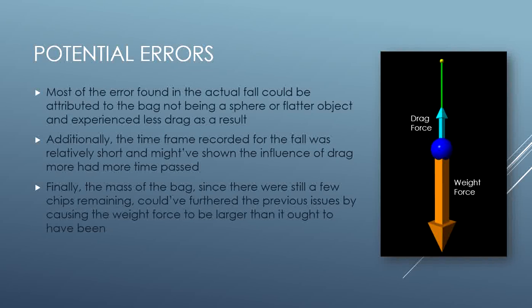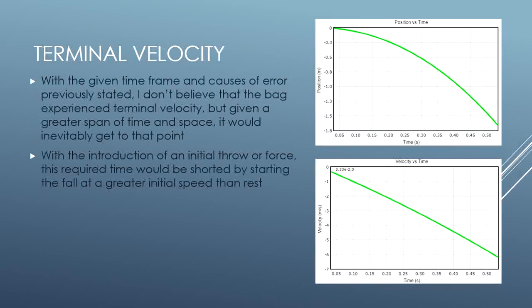So concerning terminal velocity, given the time frame and errors previously stated, I don't believe that the bag saw a terminal velocity being achieved. With the initial introduction of another force downward, the time it would take for terminal velocity to be reached would certainly be shortened, because it's already going down at a certain velocity and will take less time to reach that new one. As you can see here, we have the position versus time chart that we showed earlier. But if you look at this, it's not strictly linear, which is why I would say that we probably never reached a terminal velocity.